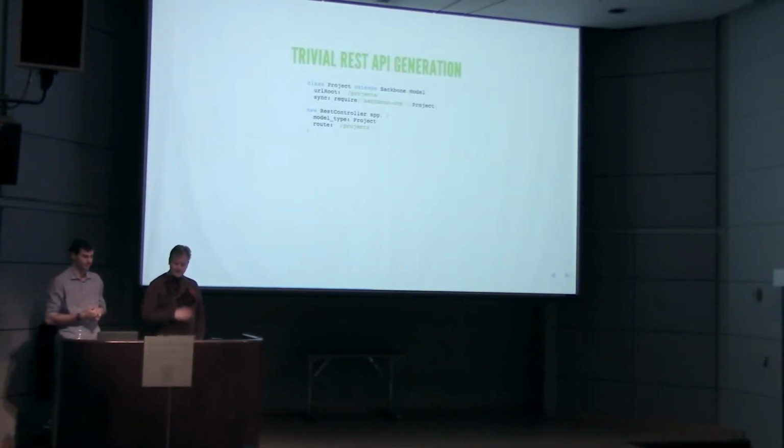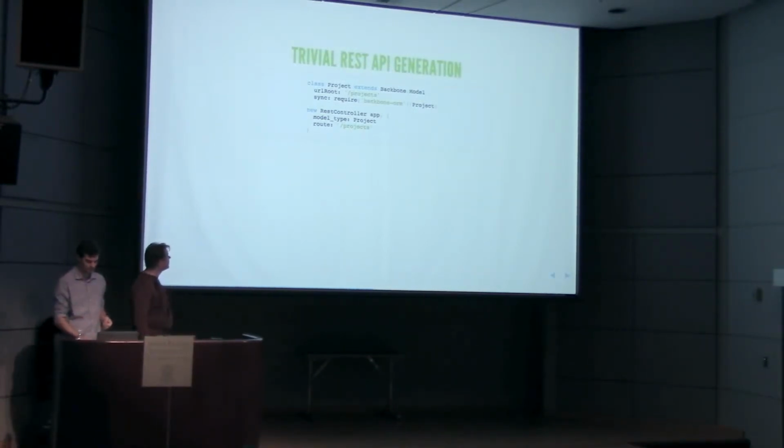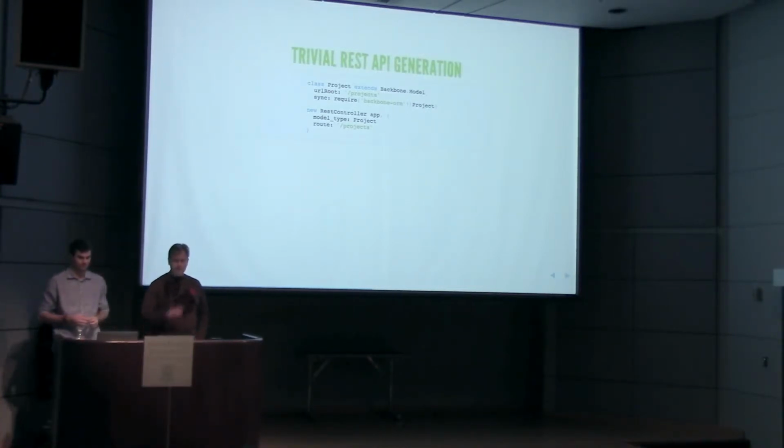So basically, here's the same project model from before, and here's the REST controller. All you do is say what's the type of model, and here's the route, which serves you the JSON back. Of course, this is a very simplified example because you would want to have a secure REST endpoint, and there's room for that here as well. Basically, we use the express middleware pattern to allow you to add authorization to your REST controllers.